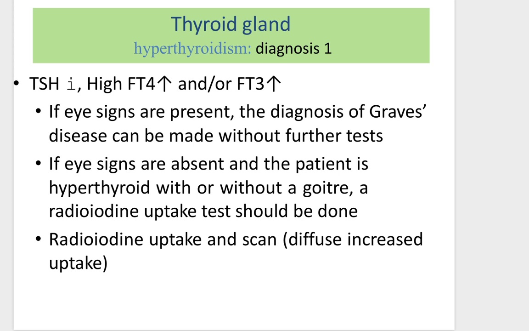Diagnosis of hyperthyroidism. TSH is usually decreased in this case, with high levels of T4 and or T3. If eye signs are present, the diagnosis of Graves' disease can be made without further tests. If eye signs are absent and the patient is hyperthyroid with or without goiter, a radioiodine uptake test should be done. Radioiodine uptake and scan are needed for confirming the diagnosis of hyperthyroidism.